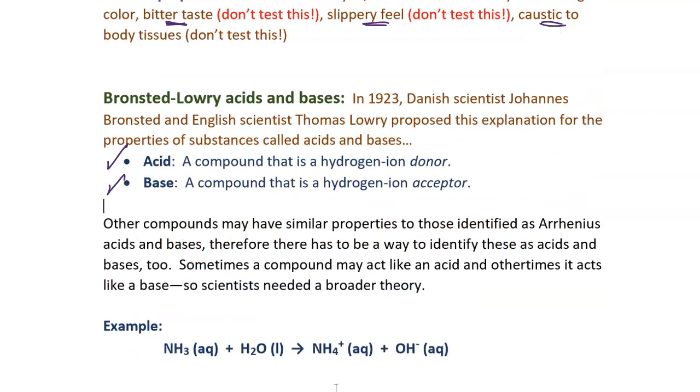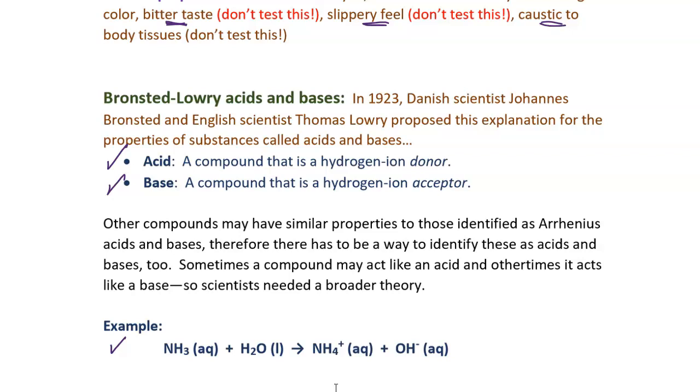And that's what the Bronsted-Lowry definition attempts to explain, some of these other compounds that seem like they are acids or bases. Here is an example. NH3 aqueous plus water makes NH4 positive aqueous plus OH negative. On the left side of the arrow, there is not a compound that contains the OH ion, the hydroxide ion.